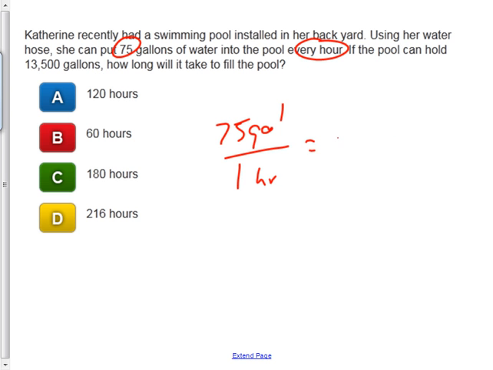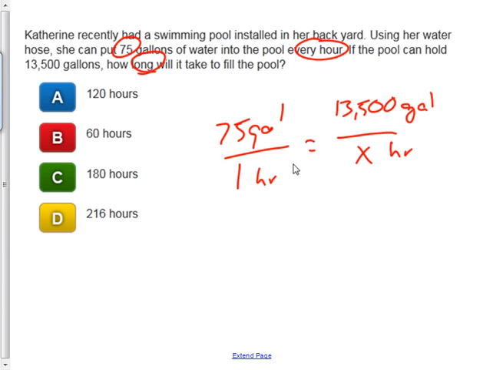So I got to keep my gallons on the top. So the 13,500 is going to go right here because that's my gallons. And how long will it take? That's got to be my x right here. So we're going to look for hours. Now my hours do match here. These are all hours, so we're good to go here.